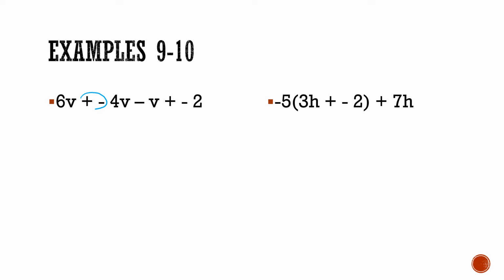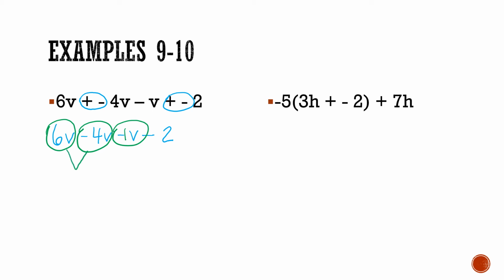Okay, we have sox right here that we need to take care of before we start. So 6v, those are not matching signs, so minus 4v, minus v, signs again right here, so minus 2. So our like terms are 6v, 4v, and v. And remember that that negative v is like a negative 1v. So 6 minus 4 would be 2v. And then we've still got to bring down our minus v and our minus 2.